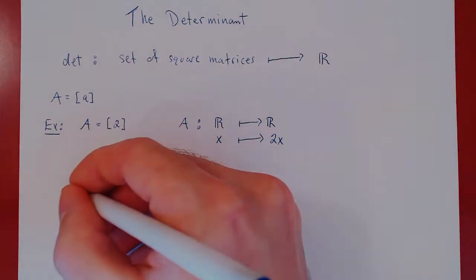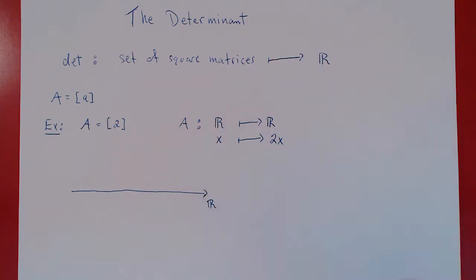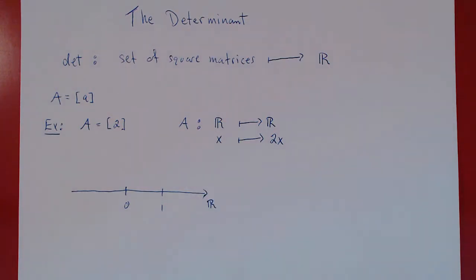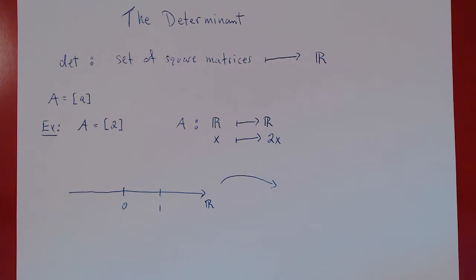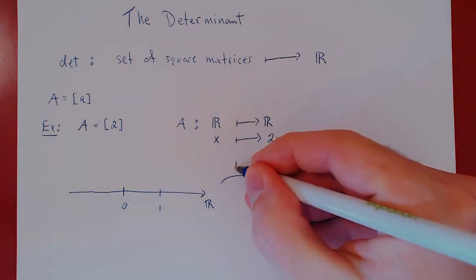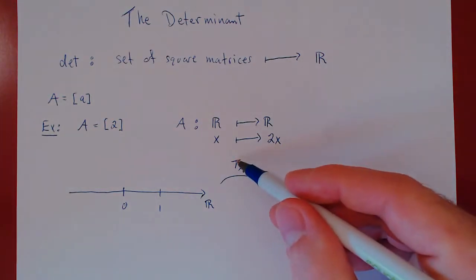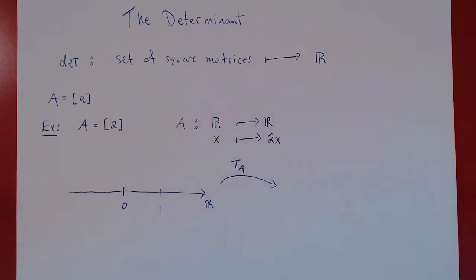Well, consider the real line, and consider part of it, the interval from 0 to 1. The length is 1, and now a usual notation for matrices, instead of using f for function, we'll use uppercase T for transformation. But a transformation is the same as a function, so we write T of A, the function attached to the matrix A given by multiplication.